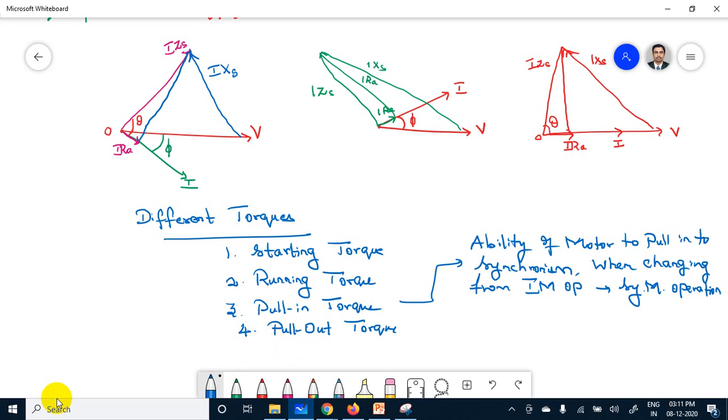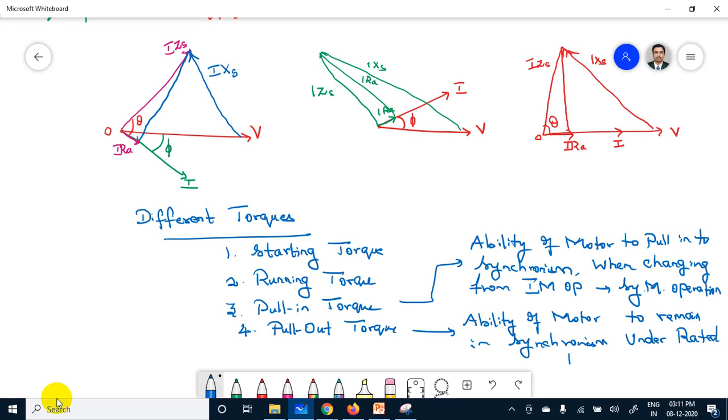Okay, pull-out torque means the ability of the motor to remain in synchronism under rated load conditions. This is known as pull out torque.